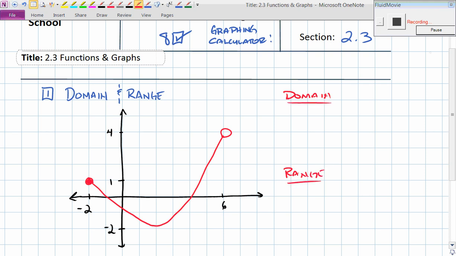Is this how we write functions on graphs? Yeah, exactly.